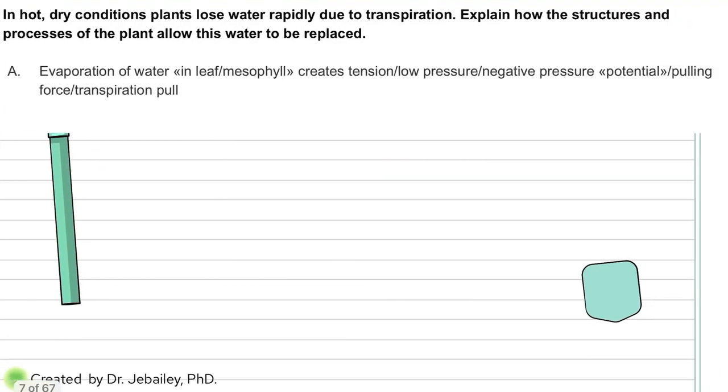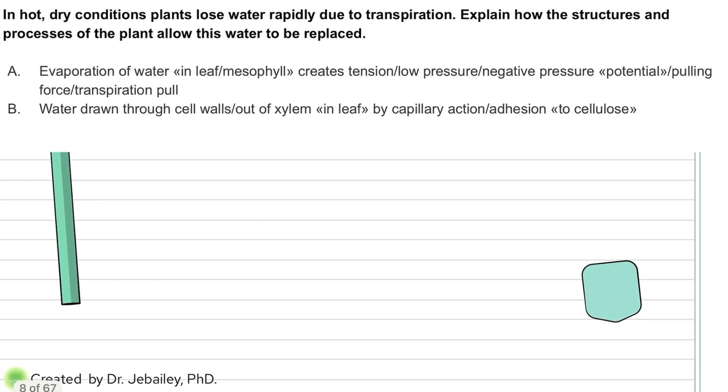So let's see what we have here. We have evaporation of water creates tension, low pressure, negative pressure, pulling force. So remember, if you say the water evaporation causes a transpiration pull, you already get the mark. So you say evaporation of water creates transpirational pull. Then it's good. Water drawn through the cell walls out of the xylem by capillary action.